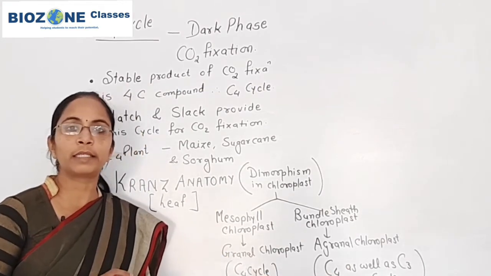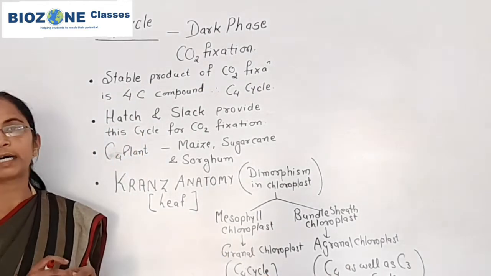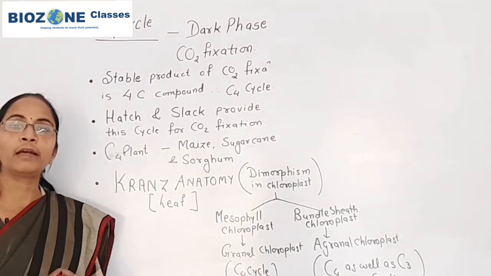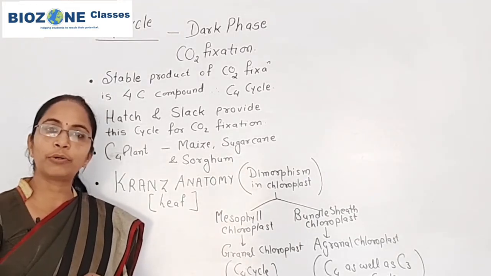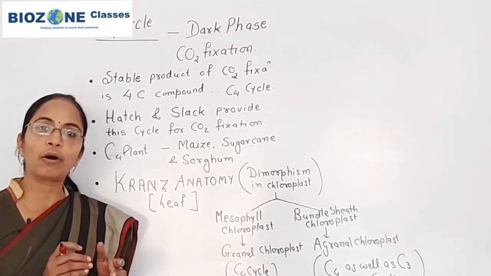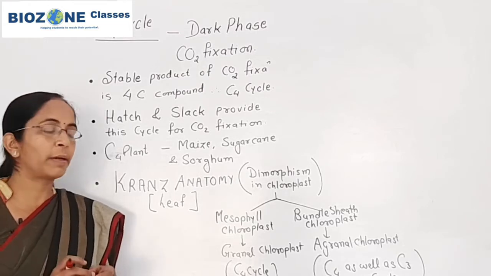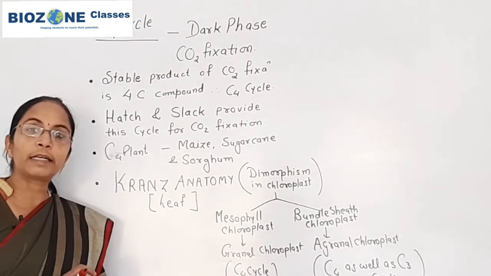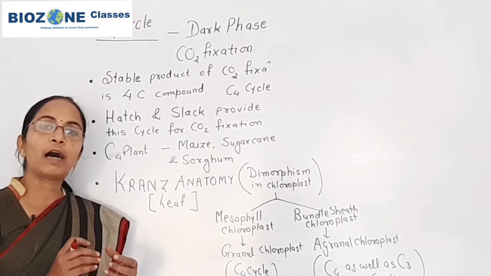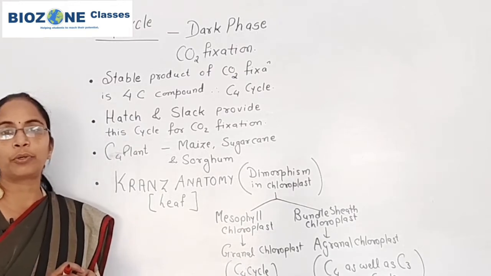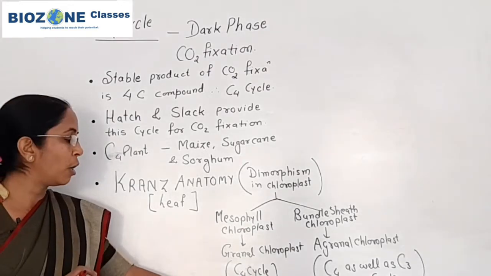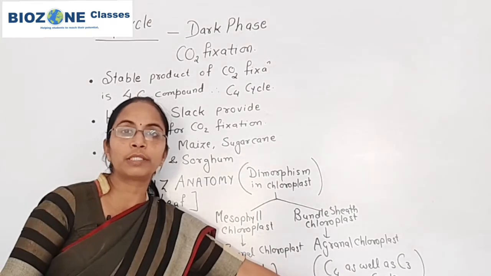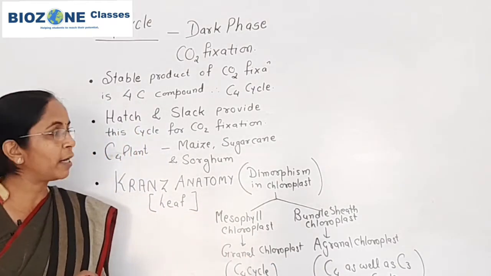And this is the reason that whenever a question is asked which plants have high efficiency for CO2 fixation, whether C3 or C4, you remember very well that C4 plants have high efficiency for CO2 fixation because along with C4 they show the C3 cycle. So this part you remember.